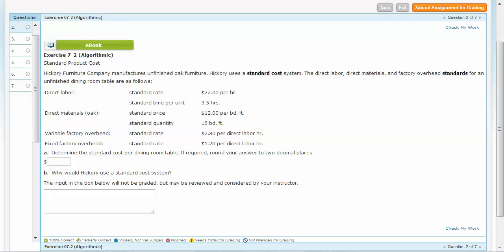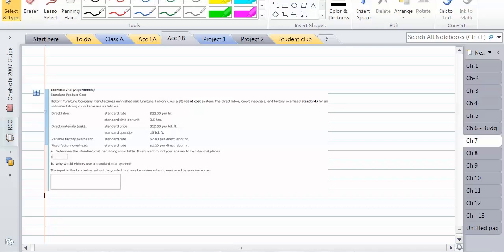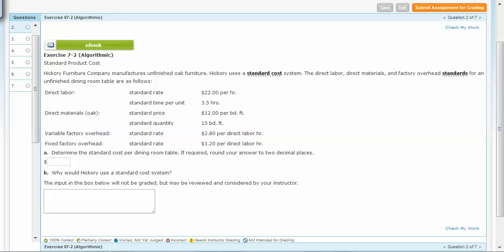Here we have exercise number 2 from chapter 6. I've copied this over and I'm going to read the question first, what they want to know, before I read all this data. So I'm going to highlight that information. And the first question says, determine the standard cost per dining room table. If required, round your answer to 2 decimal places. So we're looking for the cost per dining room table.